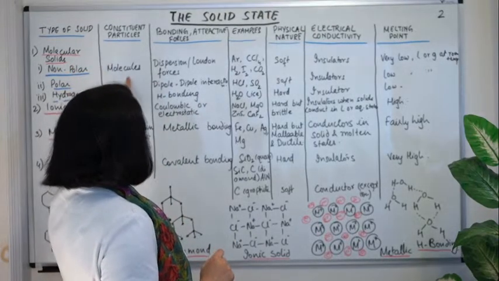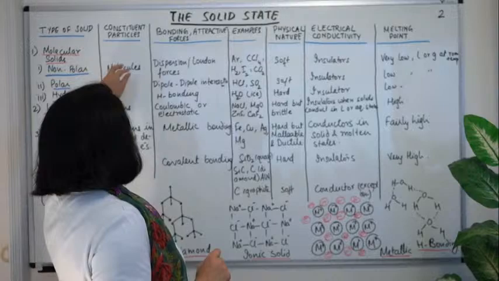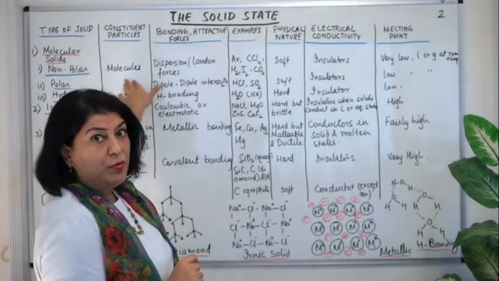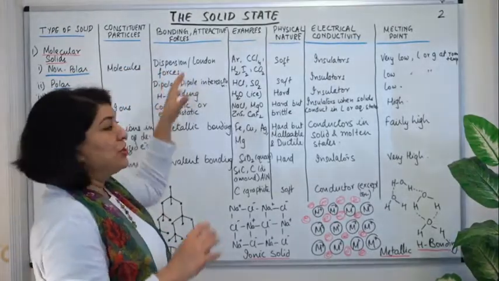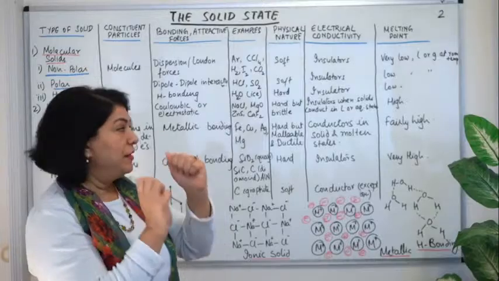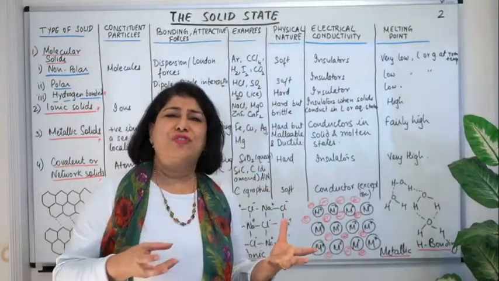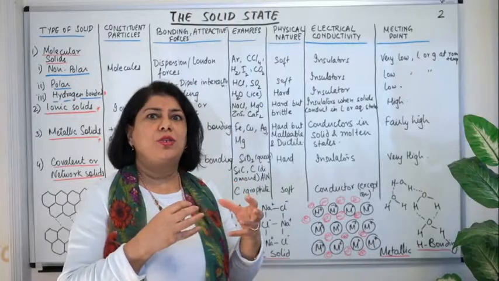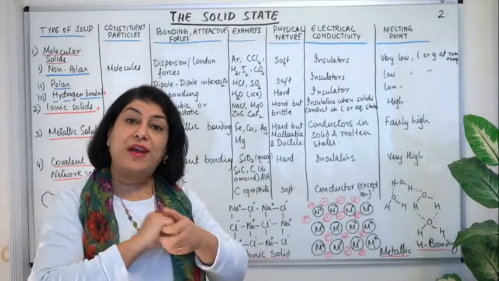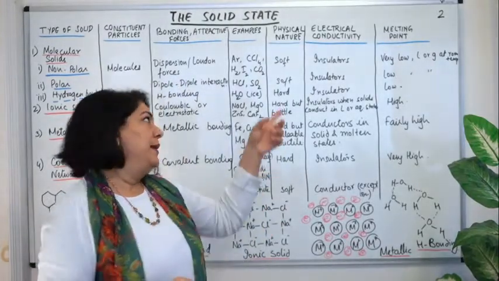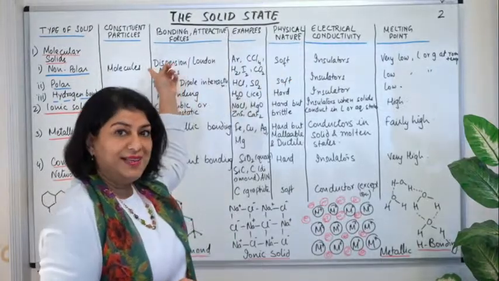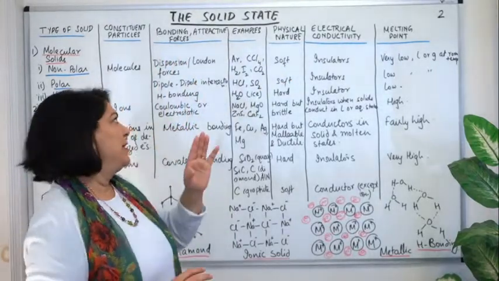That these non-polar molecules are where the constituent particles, of course, are molecules. The forces of attraction that hold these molecules together are the London dispersion forces. They would be very soft solids. They wouldn't be hard, because the stronger the forces of attraction, the harder would be the solid. And since the forces of attraction are the weakest, these would be the softest solids.